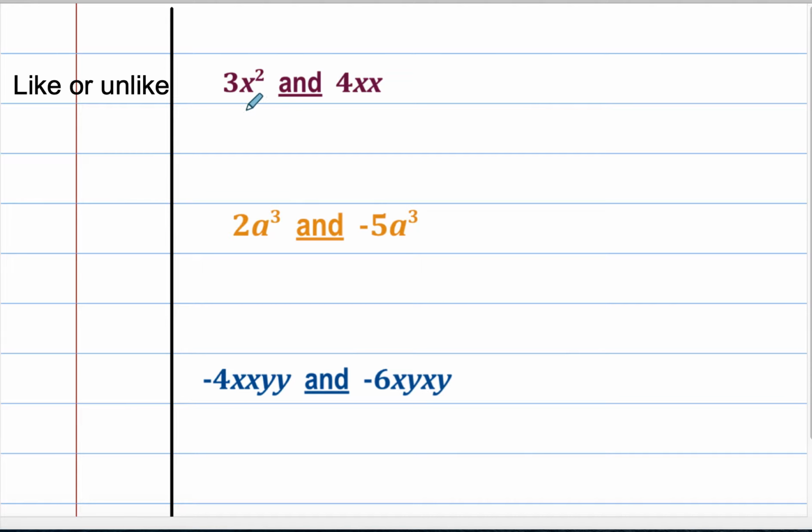So it's the first one. We have x squared. Now a lot of people want to say this one's unlike, but when you put x times x, you get x squared. So this is a like term. Go ahead and look at the next two and tell me what you think.